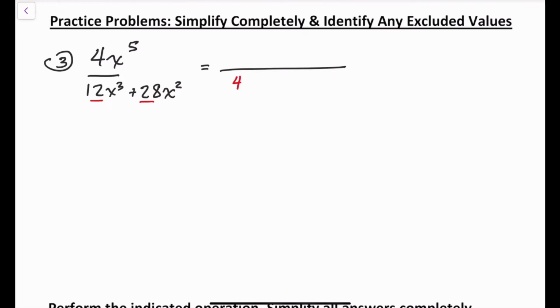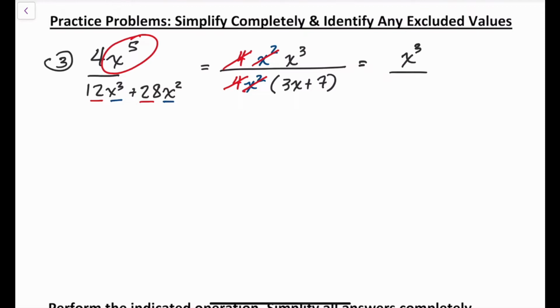So let's look for a GCF. And for some reason, students really struggle with this problem. And it really is fairly easy to factor. We can take out a 4x squared in the denominator. And of course we have a 4 on the top. But what do we do with that x to the 5th? You might be able to simplify that just remembering your rules of exponents. But remember, you can also rewrite that as x squared times x cubed. And that might help you see it better with why it simplifies. So I'm left with x cubed all over 3x plus 7.